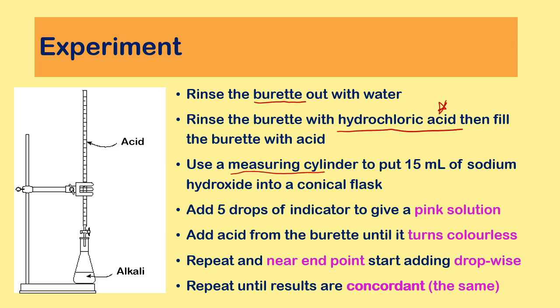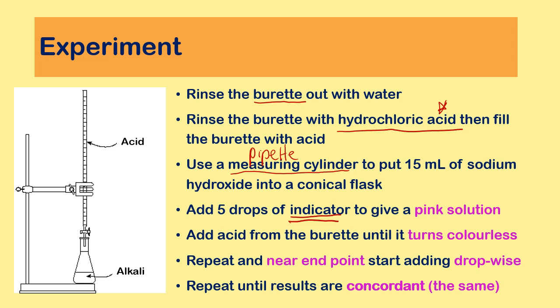Here, you can use a measuring cylinder. It is better to use a pipette to add in your hydroxide into your conical flask. Into the bottom, you need an indicator. This indicator is not universal indicator.